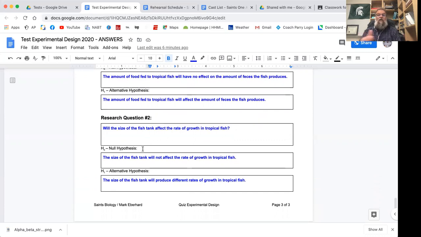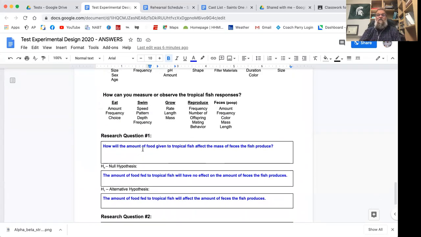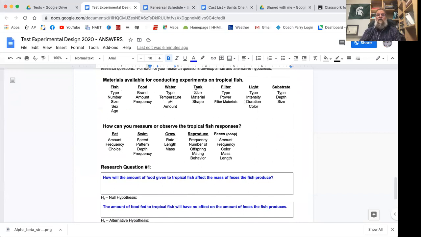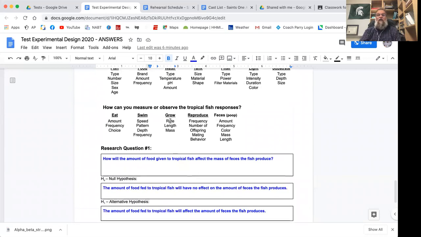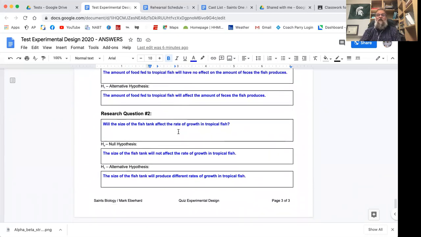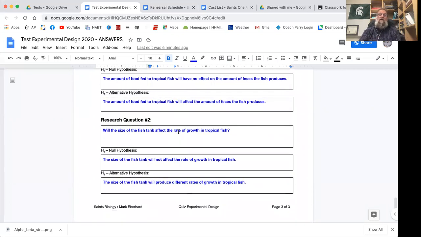Here's a second example. Size of fish tank, taken right here, size of fish tank, affect the rate of growth, right here from the second list. That's my dependent variable in tropical fish. Again, my null is going to say, it doesn't matter what tank you use, the rate of growth is going to be the same. The alternative says, if you put fish in different size tanks, there's going to be a difference in the growth rate. You first have to gather evidence to reject the null hypothesis before you can consider the alternative hypothesis.